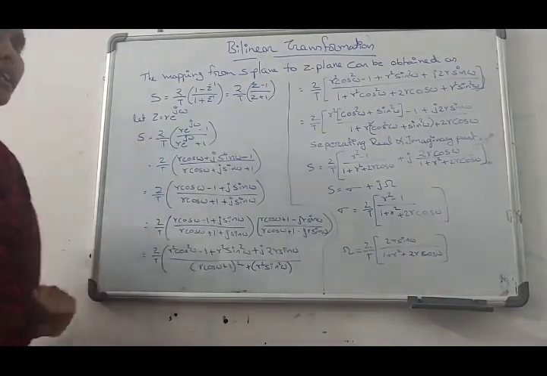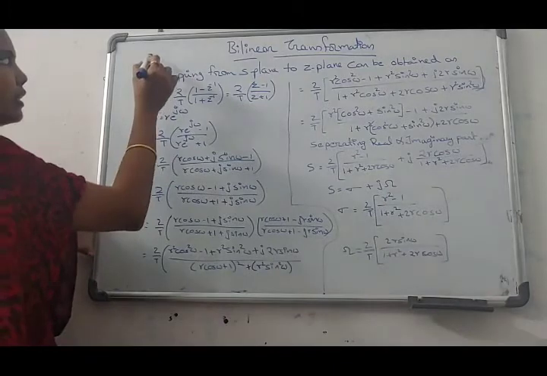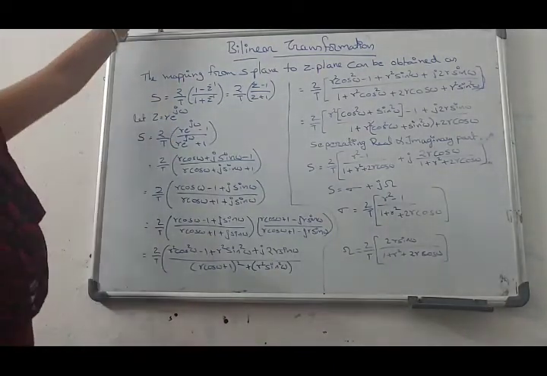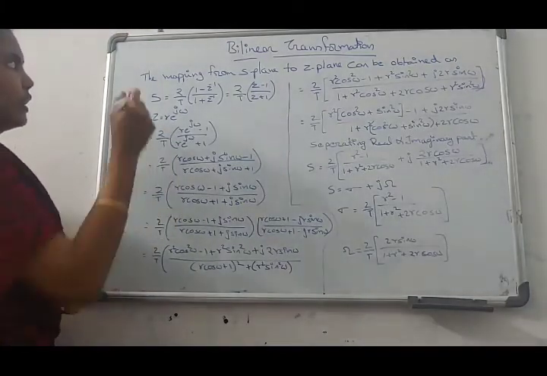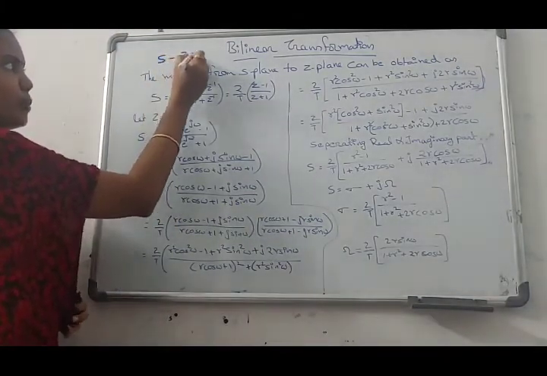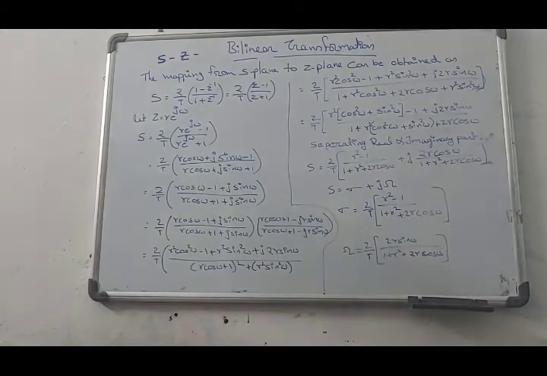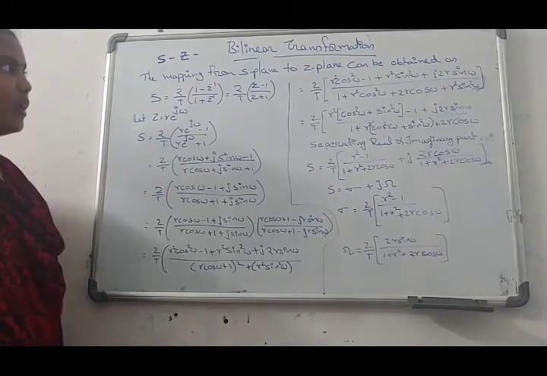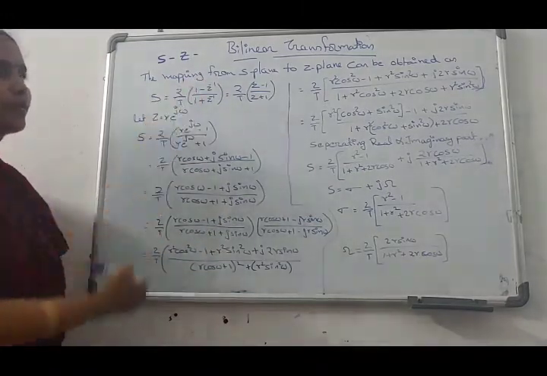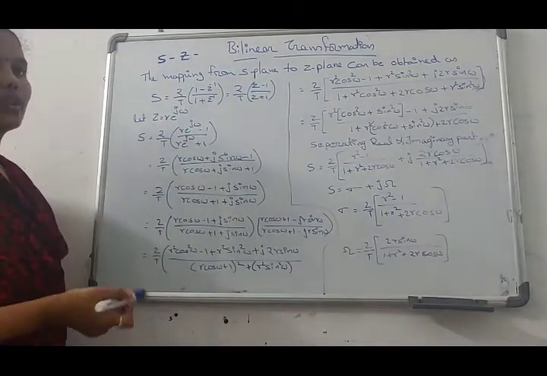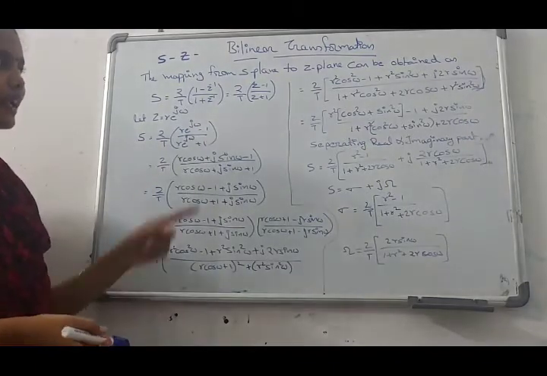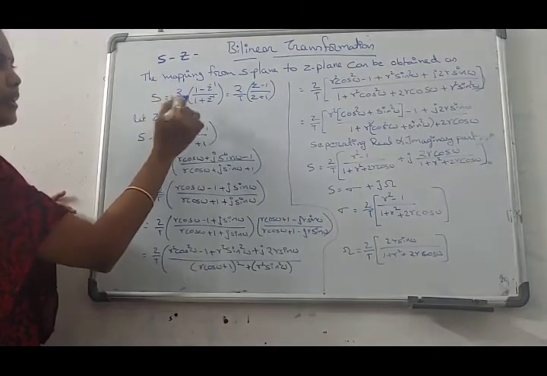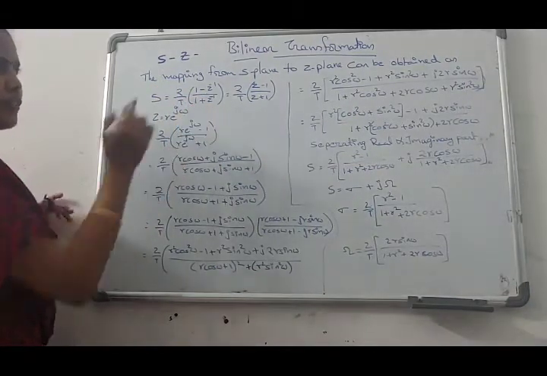In this bilinear transformation, we transform from the S domain to the Z domain. S is the analog filter domain, and Z is the digital domain. So now the mapping: we have to map from S to Z domain, and it can be obtained as S is equal to 2 by T times (1 minus Z inverse) by (1 plus Z inverse).